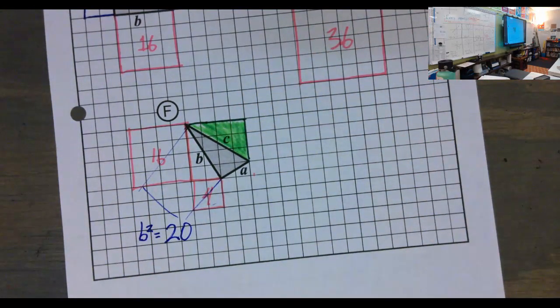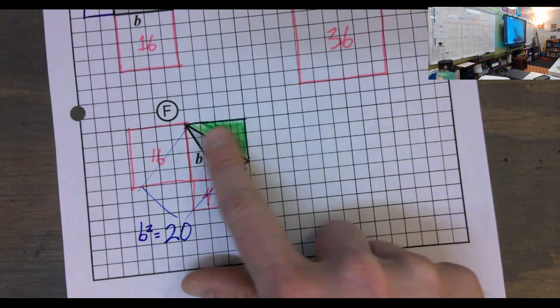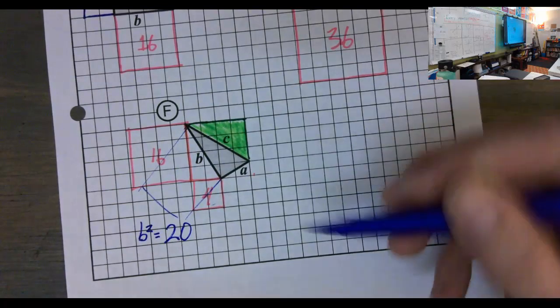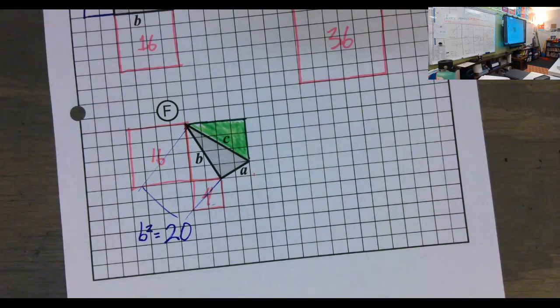So this right triangle, it's a famous right triangle. Ah, can I have a signature? An autograph? Get it? It's famous.